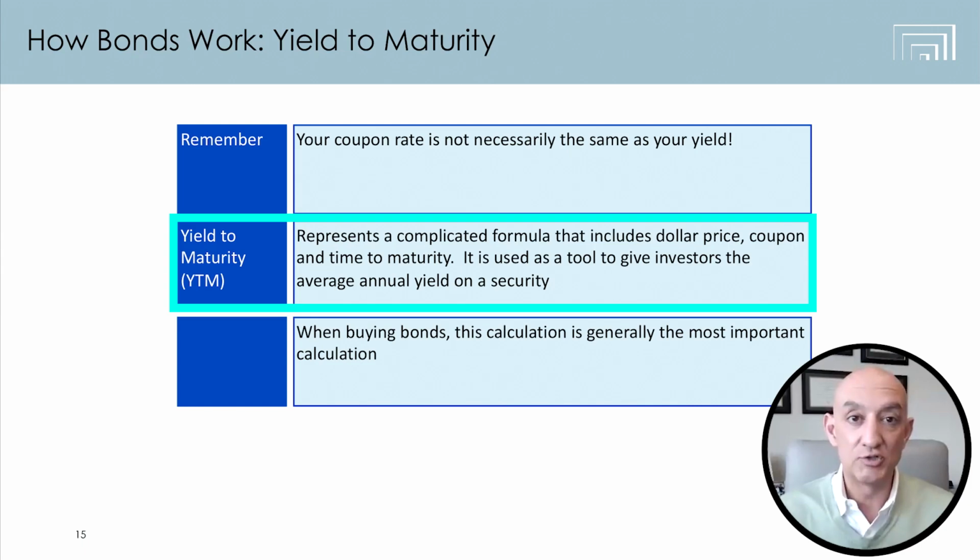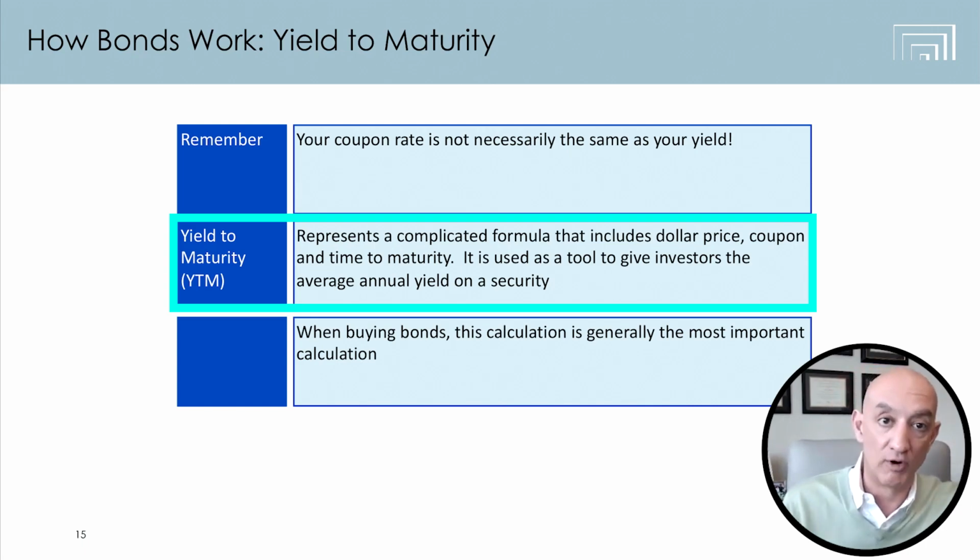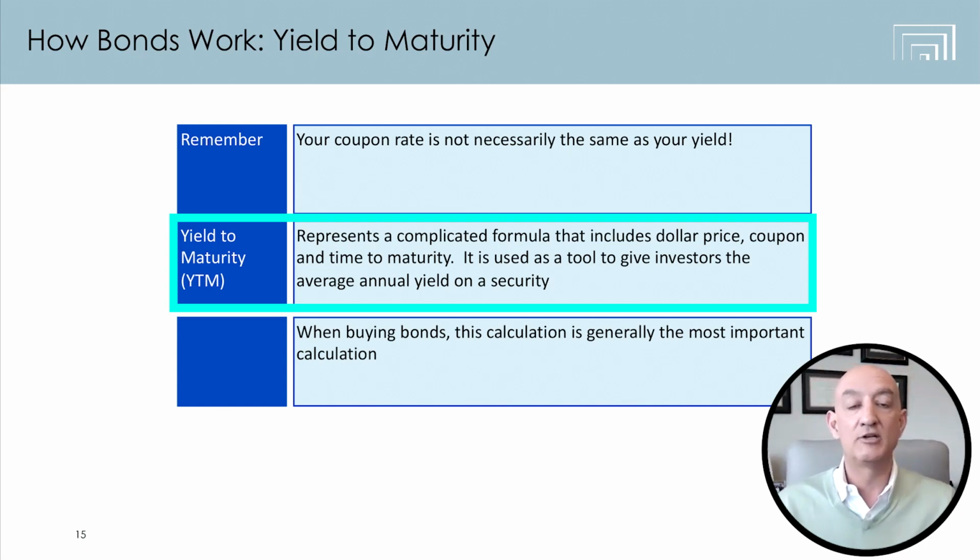So yield to maturity represents a complicated formula that basically states if you buy and hold this bond at whatever price you bought it today until its maturity date, how much are you going to make per year on your money? What is your return? It is the great equalizer for different types of bonds, where you might pay more for one bond or less for another. It crunches all those numbers together and essentially tells you what you are going to make if you buy and hold this bond until maturity per year.